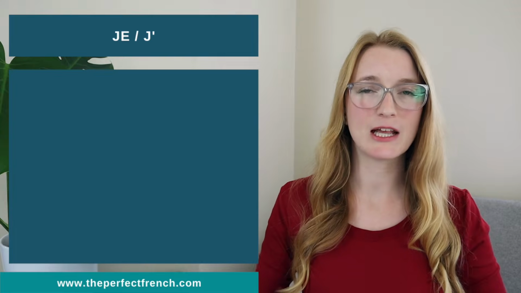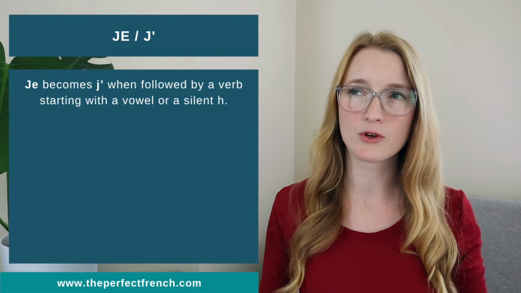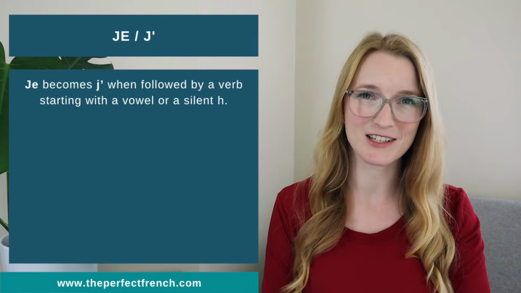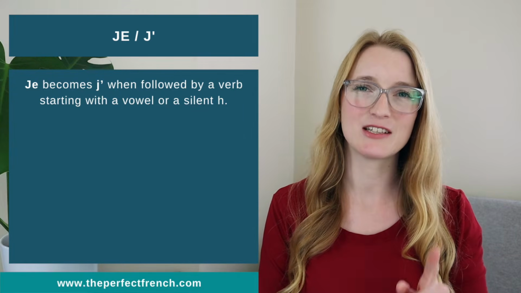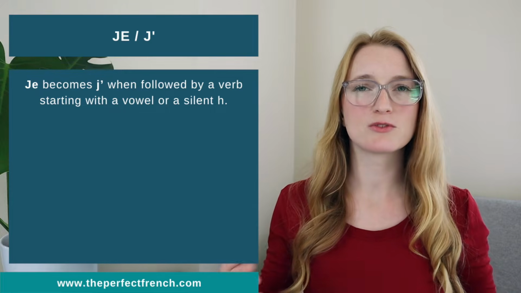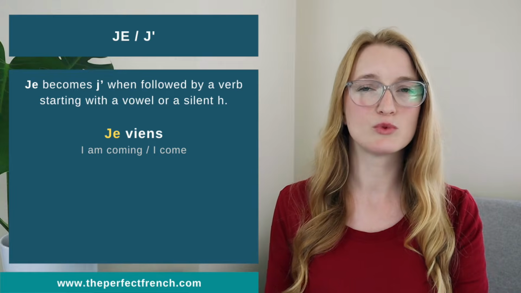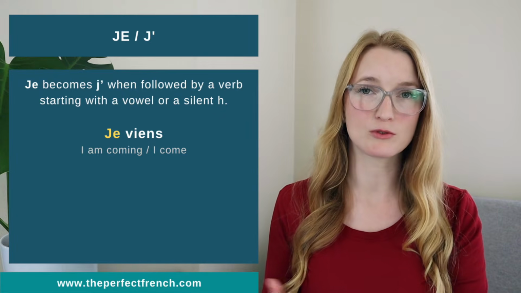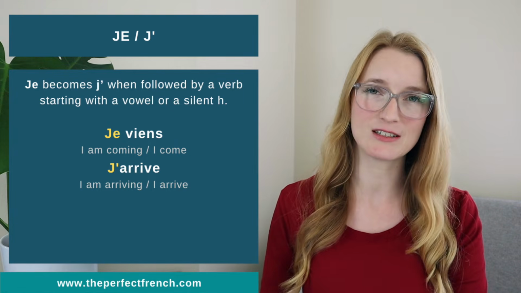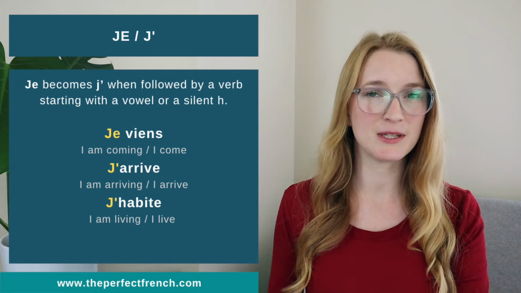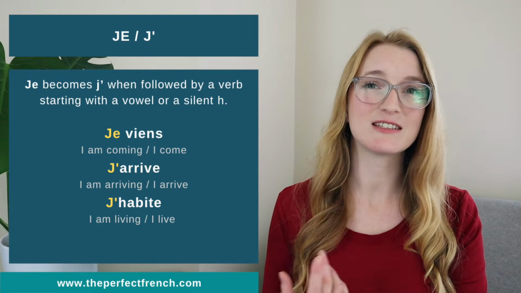Let's start with je. Like I said, je will become j' when followed by a verb or a pronoun, whatever, we'll see that later. But when followed by something starting with a voyelle or silent H, it will become j'. It's just to have a good flow of pronunciation. So if you see, je viens, consonant, so je. J'arrive, voyelle, j'. Or, j'habite, I live. J' because the H is silent.